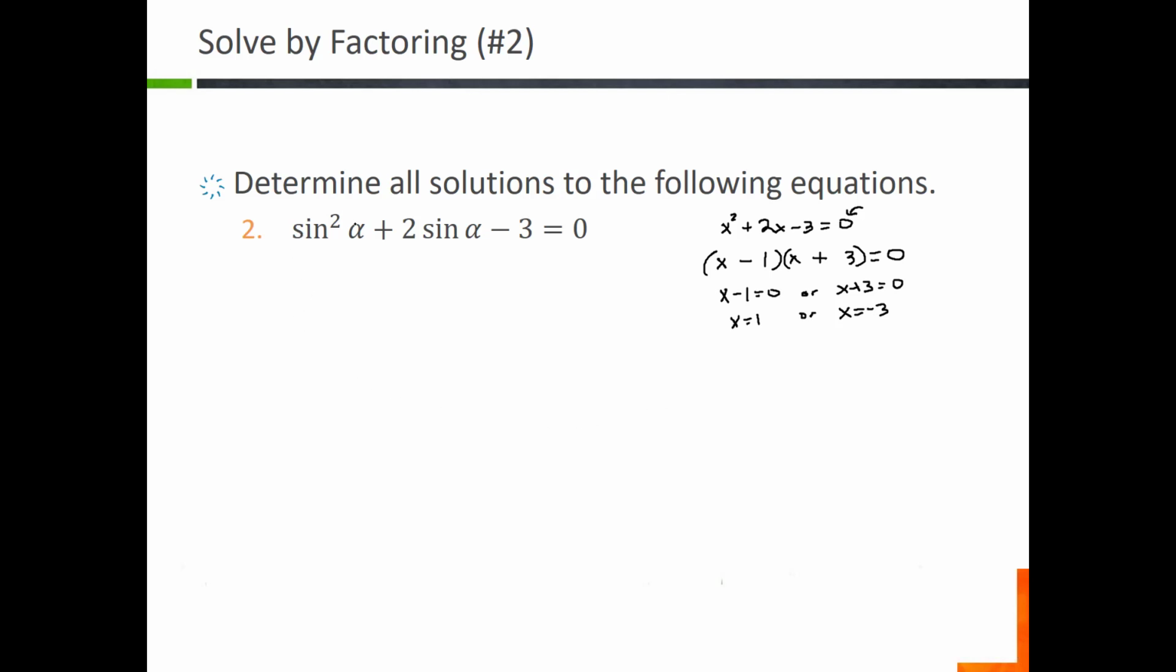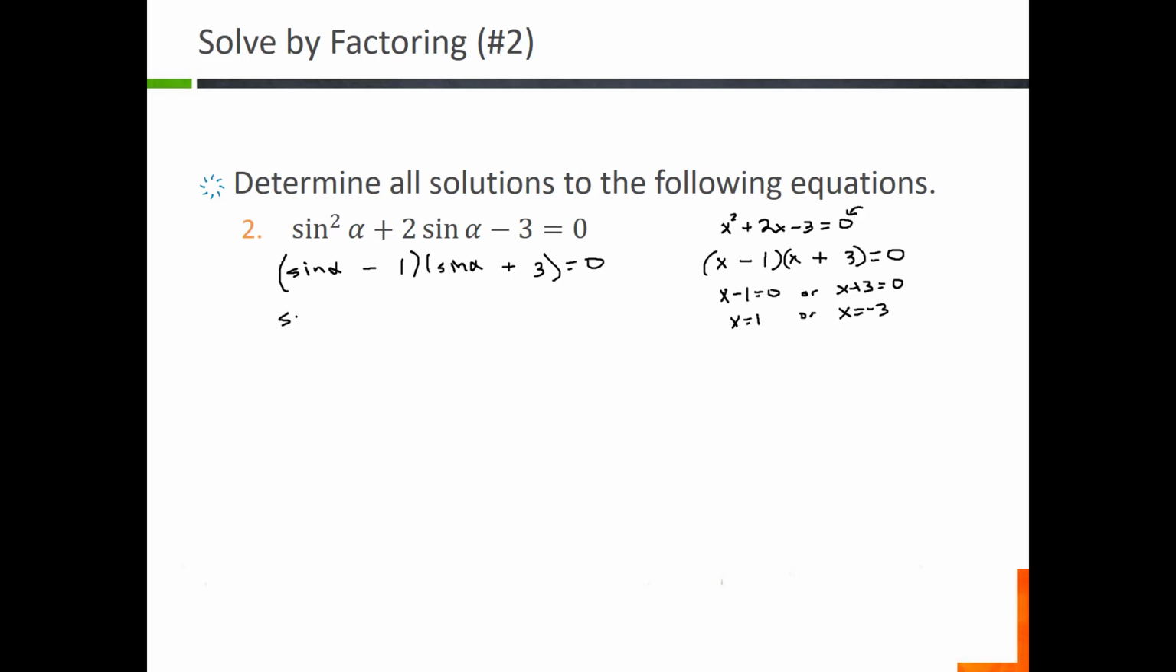So we have sine squared alpha plus 2 sine alpha minus 3, and we can factor this into 2 parentheses that when they multiply together we get 0. So what are the two things that multiply to give you sine squared? Well, it has to be sine of alpha times another sine of alpha. What multiplies to 3? We have a 1 and a 3. Since the 2 is positive, it has to be sine of alpha plus 3, and then sine of alpha minus 1. And we're multiplying those and getting 0.